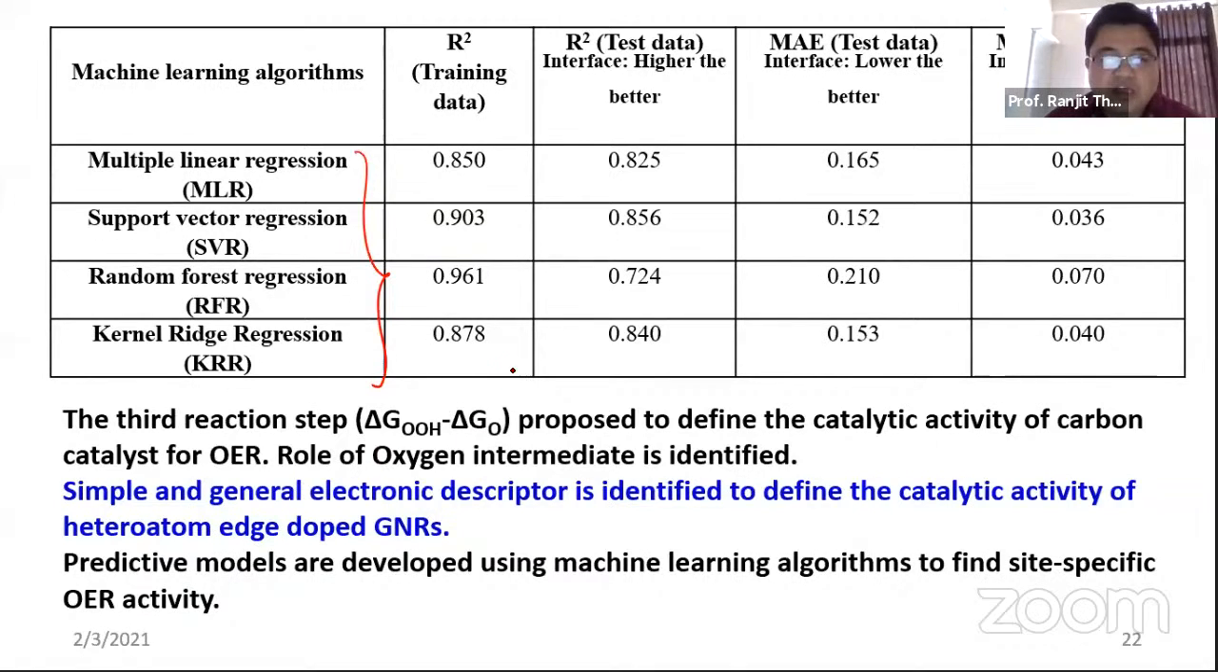So overall, these are the conclusions: the third step is supposed to define the catalytic activity of carbon. The role of the oxygen intermediate is identified, and a simple and general electronic descriptor is identified to define the catalytic activity, and predictive models are developed using machine learning algorithms to find site-specific OER activity. So after that, we did a little bit more. I will tell you what we have done.